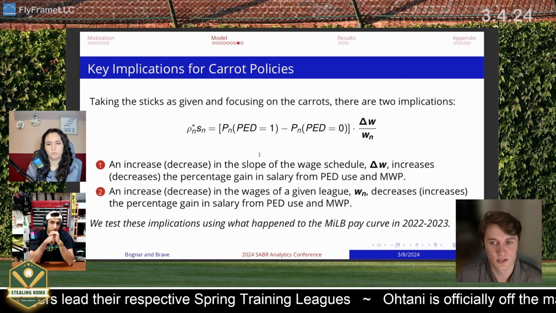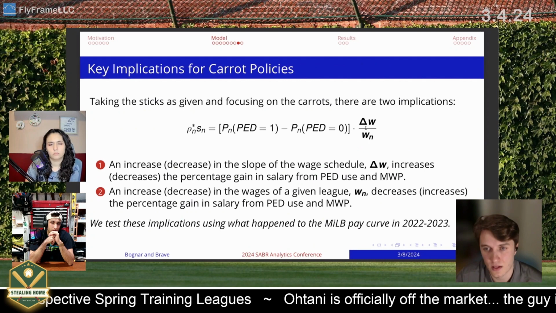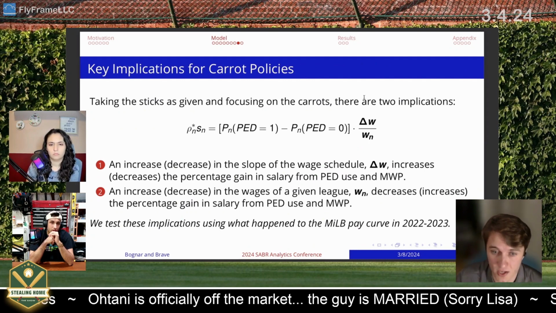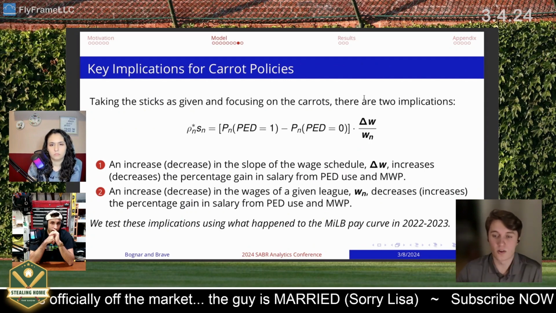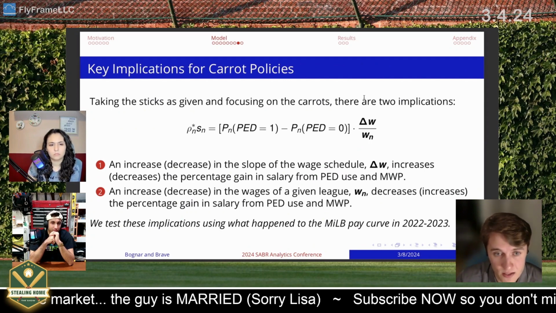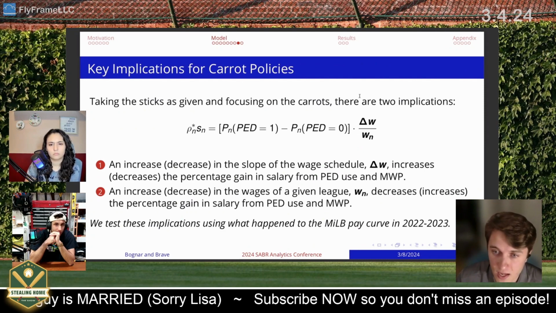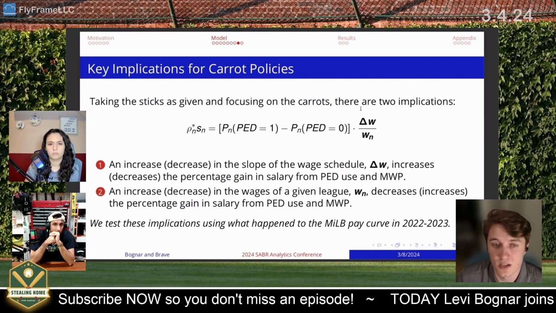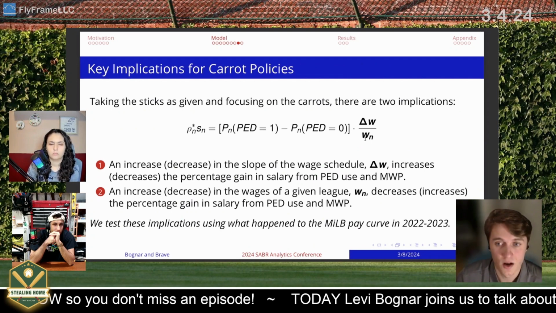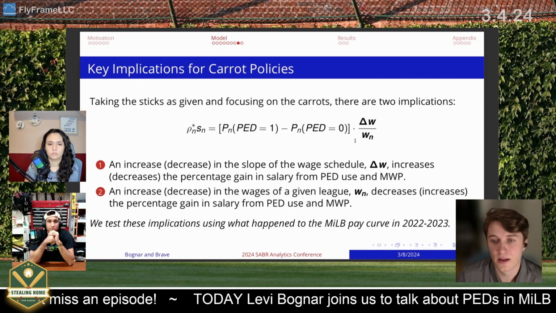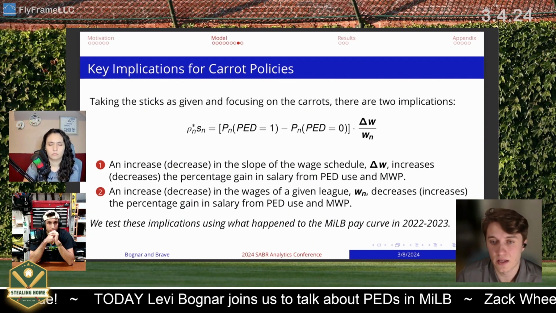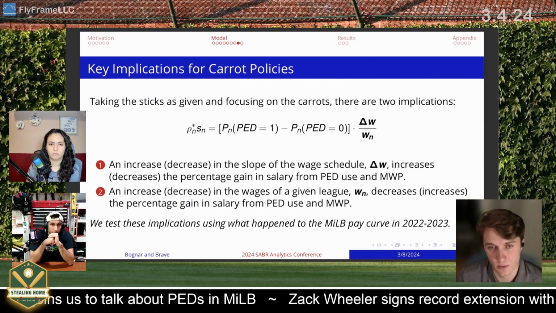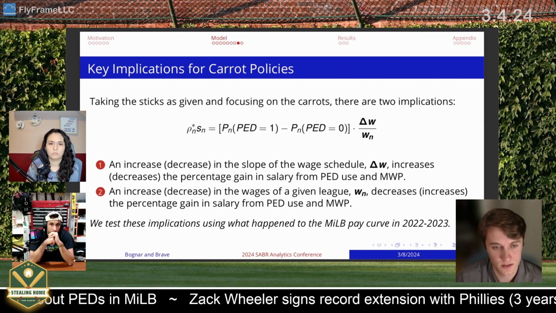Now, what are the implications, specifically looking at the delta W term? An increase in the slope of the wage schedule is going to increase the marginal willingness to pay for PEDs. And so when the league increases the wage slope, we're going to expect PED use to increase. On the other hand, when the league decreases the slope of the wage schedule, we're going to expect the opposite. We're going to expect PED use to decrease.